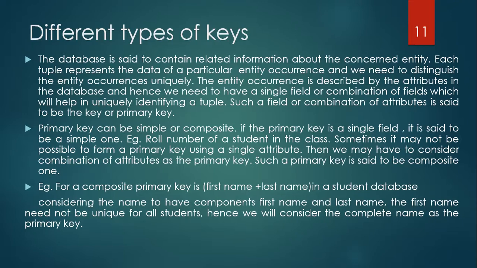Such a field or combination of attributes is said to be the key or primary key. So the first type of key is the primary key. The primary key is that field or combination of fields which will help in identifying a tuple, identifying a record uniquely.